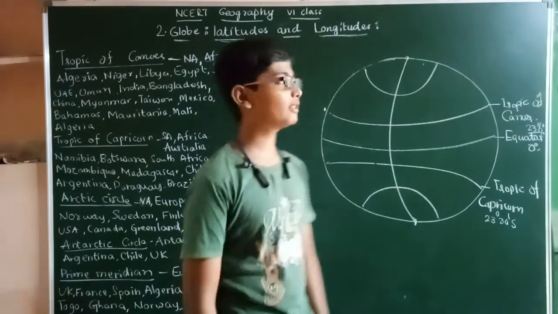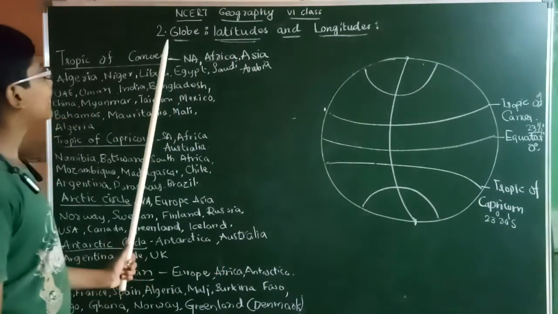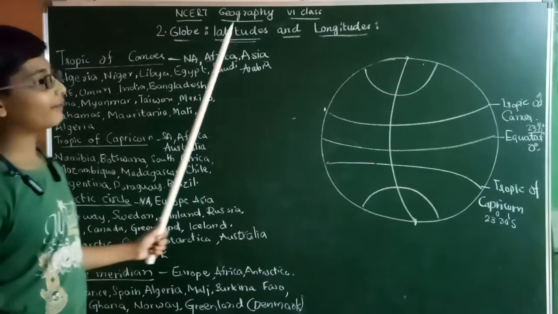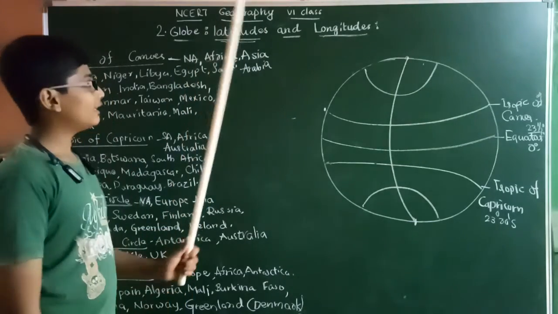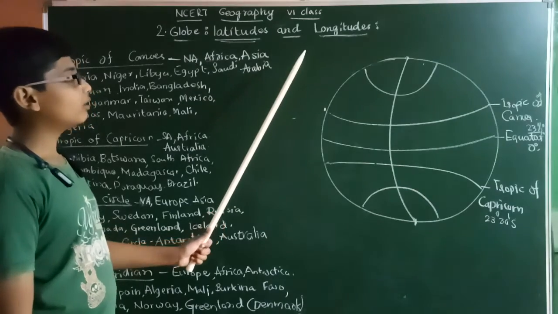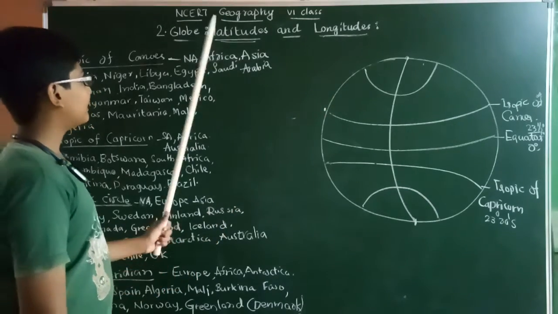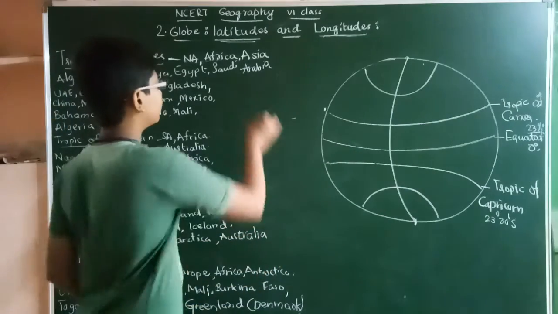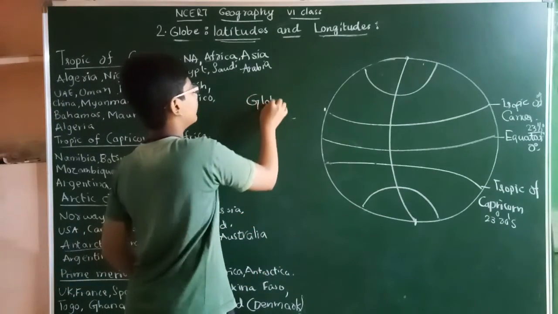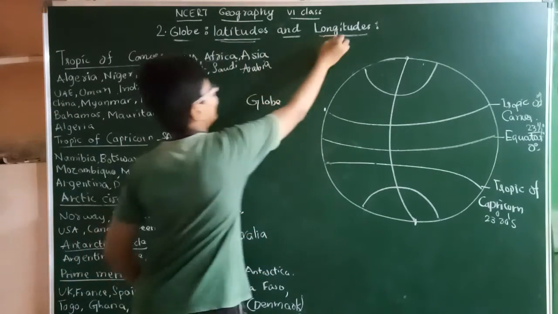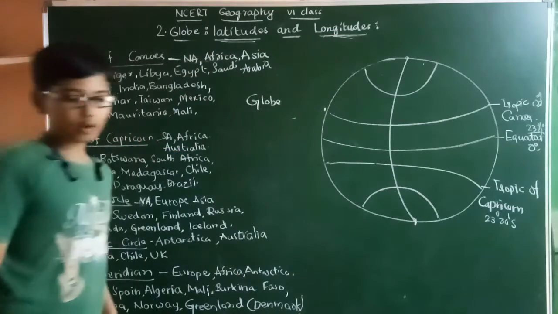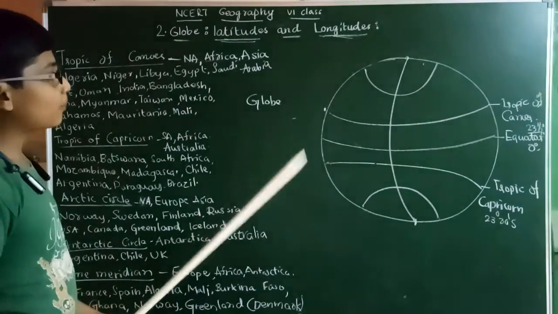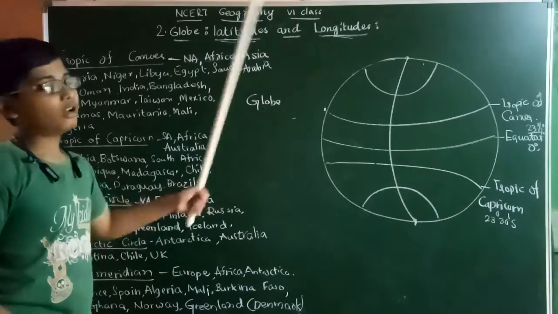In the previous class, we started the second lesson of Geography, 6th class NCERT book, that is Globe, Latitudes and Longitudes. In this class, we are going to continue this lesson. In the previous class, we learned what a globe is, and what latitudes and longitudes are. Now in this video, we are going to learn the important latitudes and longitudes.